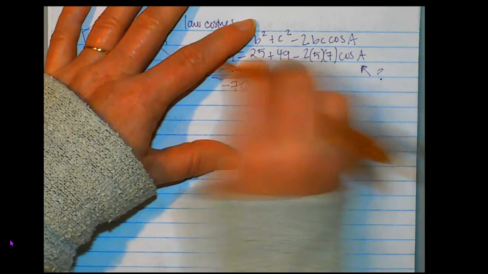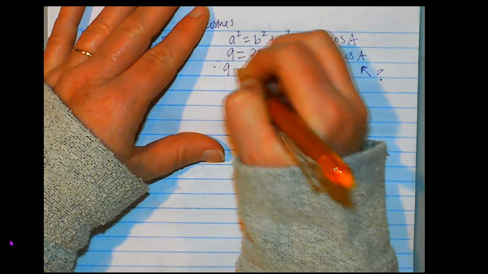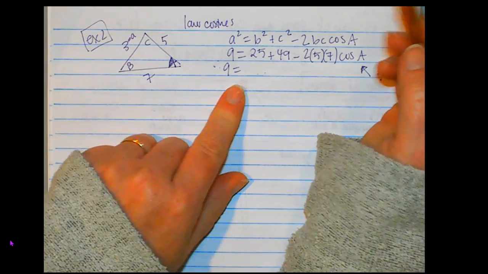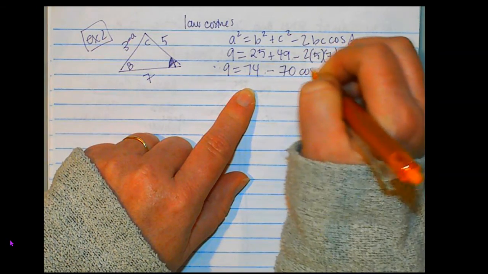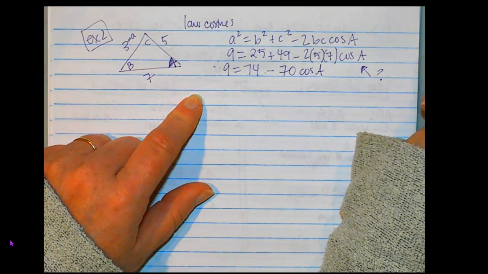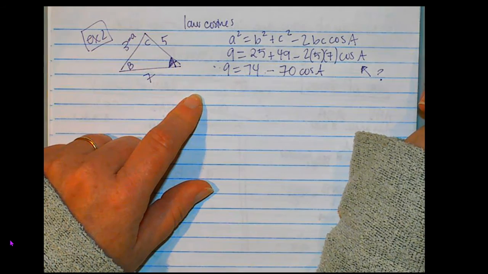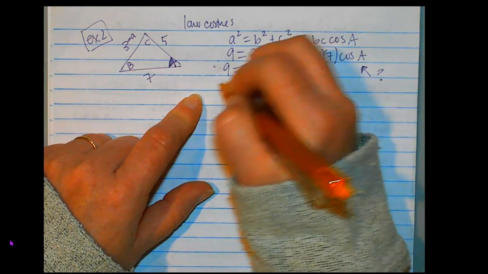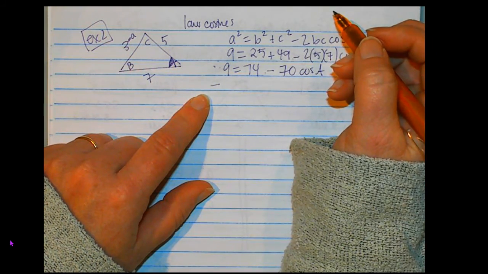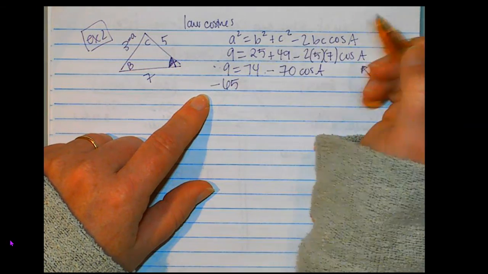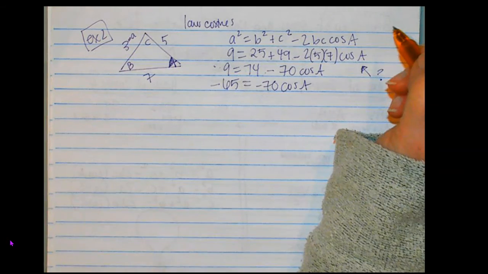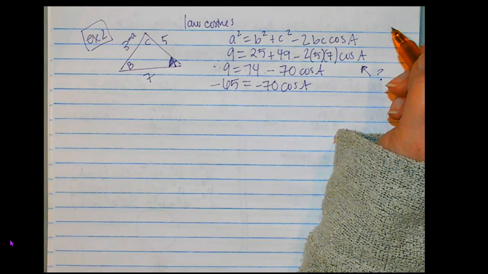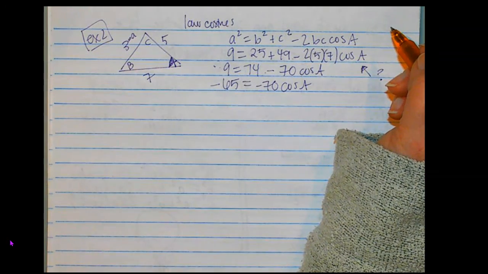Okay, I lost you. Let's start over. We did not go. 9 equals, what's 25 plus 49? 74 minus 70 cosine of A. Subtract the 74. I had that. What is that? 9 minus 74. Negative 65 equals negative 70 cosine of A. This is where I have the negative 70 on the bottom. How come? Right now it's multiplied. I need to divide by it.